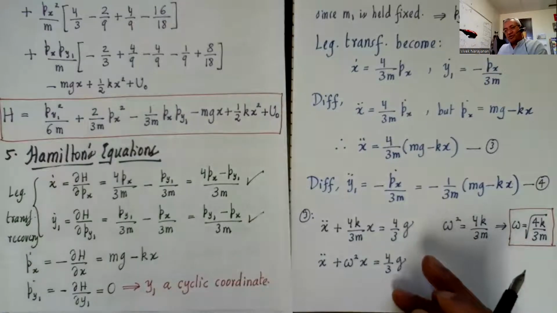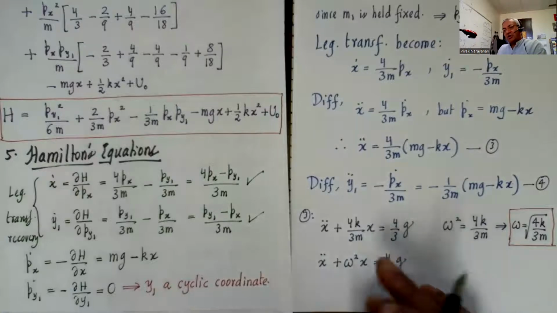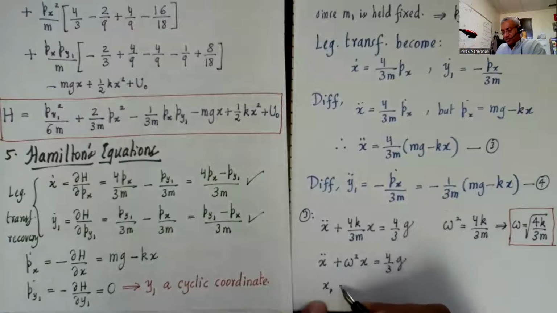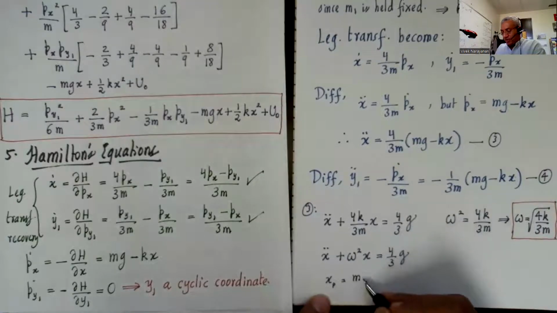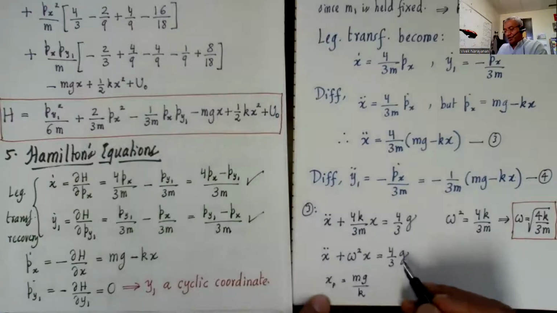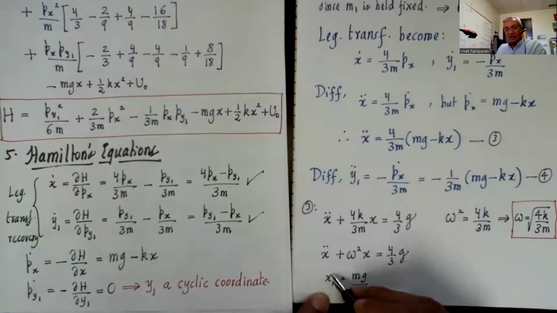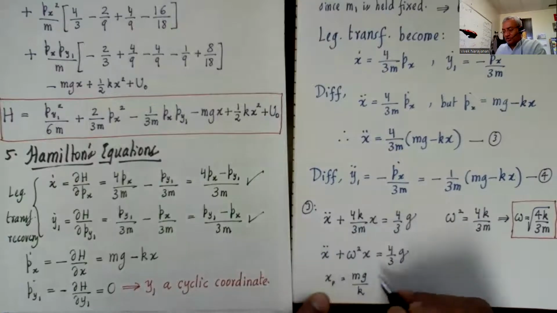The particular solution to this problem is just mg upon k. So x particular is just mg upon k. Let's verify it. I get it by just looking at it, but let's verify it. If I differentiate twice, I'll become 0 because it's a constant. So I'll just have omega squared times x equals 4/3 g. Let's verify if that's true.